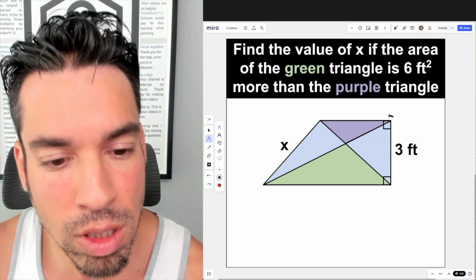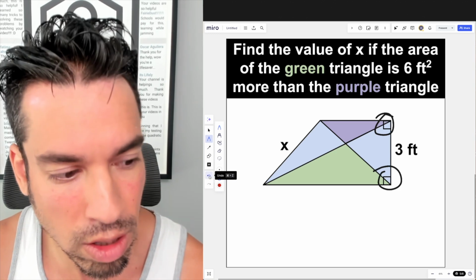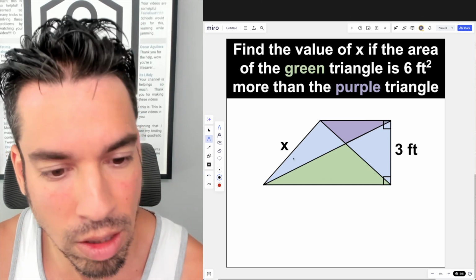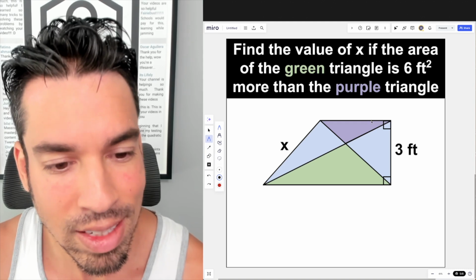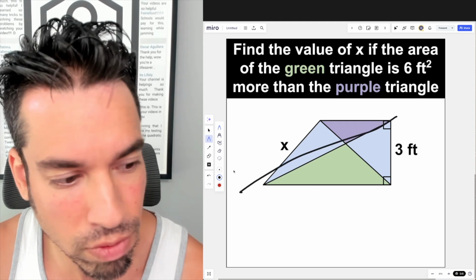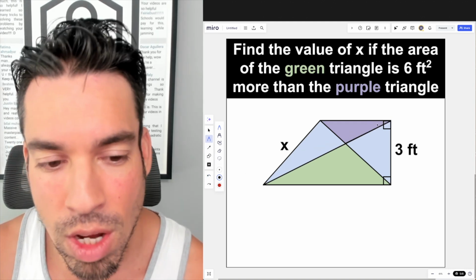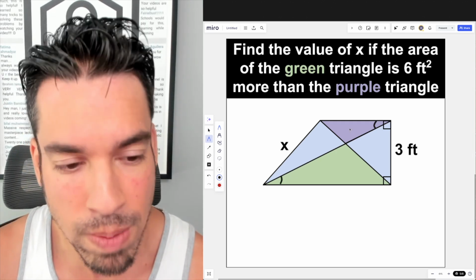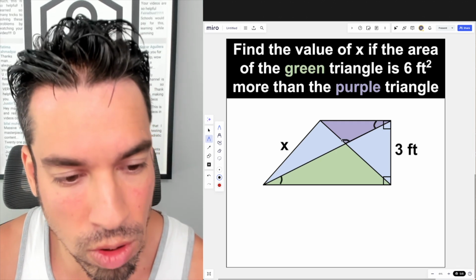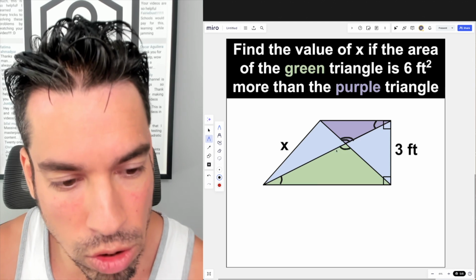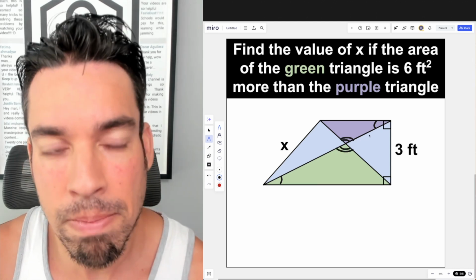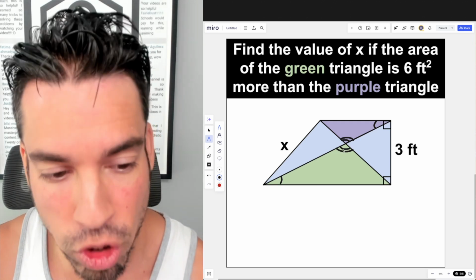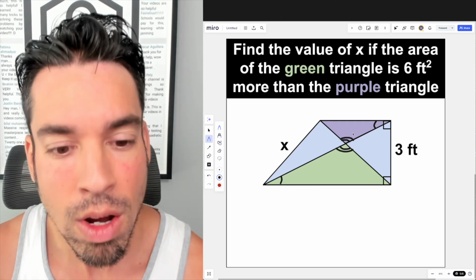So you notice that we have these two right angles there and there, and that means that these two lines right here are perpendicular. What that also means is that if you have this nice transversal connecting those two parallel lines, we know that alternate interior angles must be congruent. We also know that vertical angles up here must also be congruent. And what that means is that these two triangles therefore are similar, aka proportional. So that's going to be very important to this puzzle.